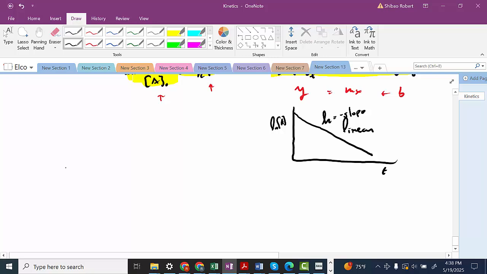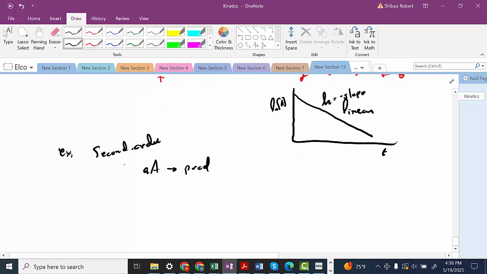Okay. The last example would be for a second order. Once again, we're going to restrict it to a single variable, that is A goes to product. And then we can get the rate law. The rate is equal to K A squared. This is going to equal delta A over delta T. And we have this thing, this is constantly changing.